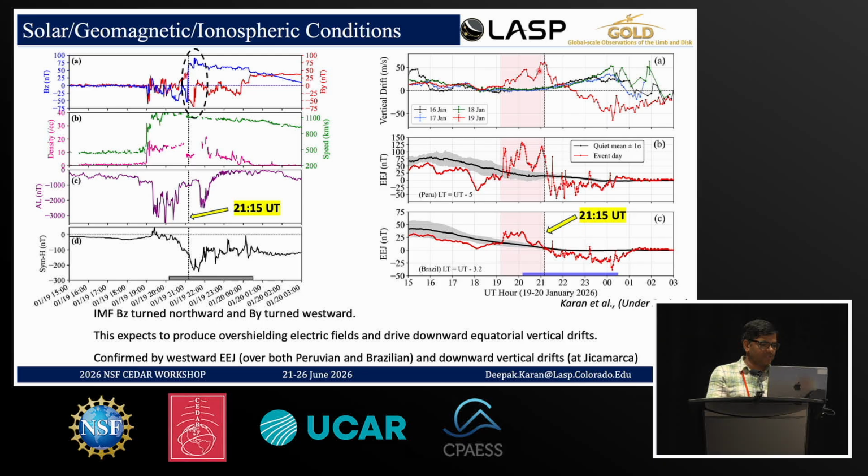Just after that, the vertical drift is getting downward and going all the way down. And we see the transition of the eastward electrojet getting westward. So these independent observations confirm the westward EJ and the downward vertical drift. So this is why we have observed that EIA crest merging happening there.